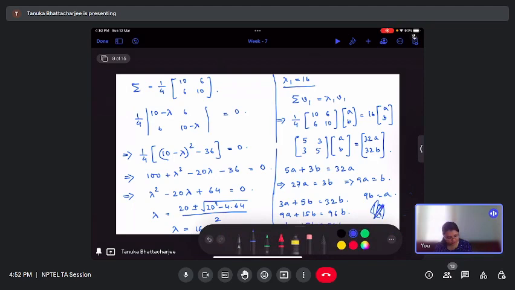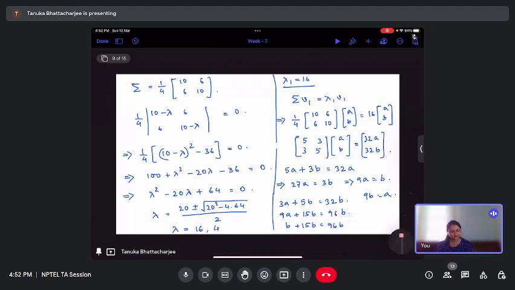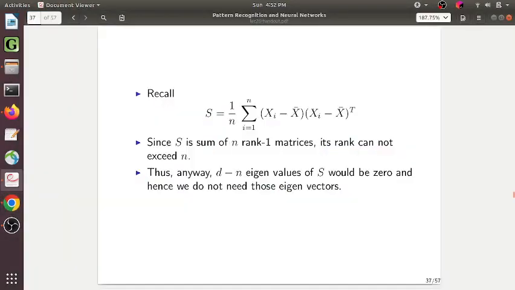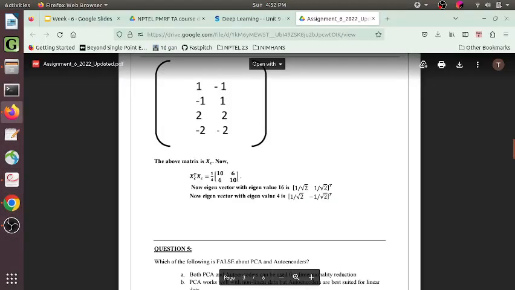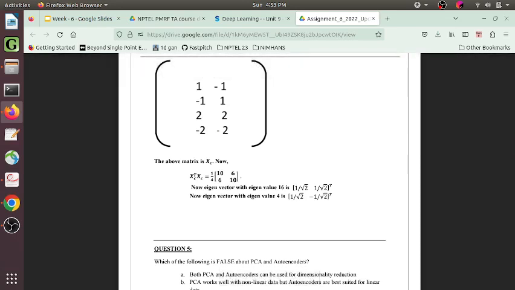Okay, maybe I'll check this and get back to you in the next session on what the answer should be. Actually, the answer for this, as far as I have in the sheet, is 1 by root 2, 1 by root 2, and for the value 4 it will be 1 by root 2, minus 1 by root 2. So I'll write it. Okay. Maybe I'll get back to you with the calculation once.